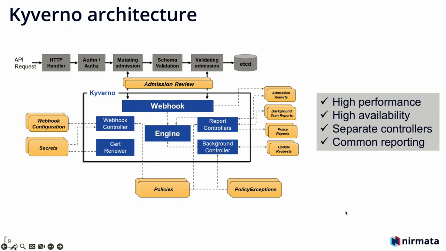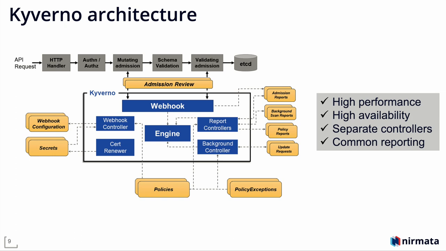So next, let's look at the Kyverno architecture. Kyverno runs as an admission controller, so when it is deployed, validating and mutating webhooks are configured so that Kyverno can receive every request that's made to the API server. And then Kyverno has a collection of controllers which act on that request depending on the policy. So there's a controller that can apply policies to the API request.